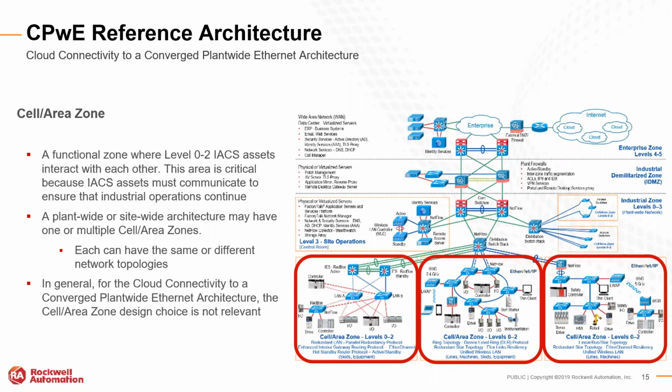With that, the plant-wide architectural zones each have a different network topology. In general, for cloud connectivity with converged plant-wide Ethernet, you would never want to put it anywhere on these lower levels at all. As I said, you'd want to put it above level 3, right before you hit level 4, in what they call the demilitarized zone. Putting it in any lower zone would be very bad for business.